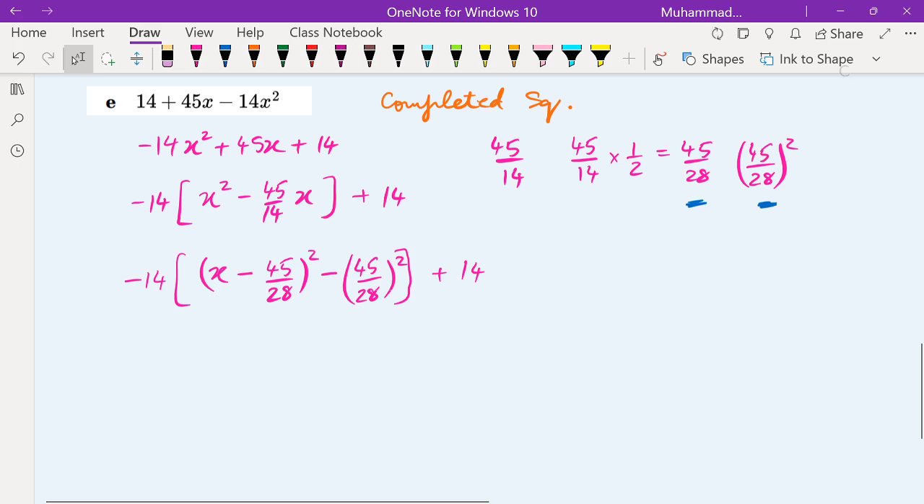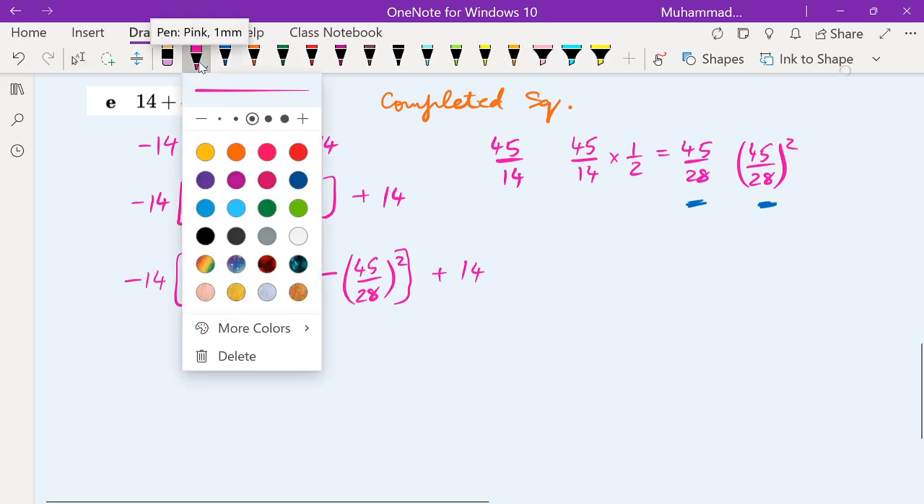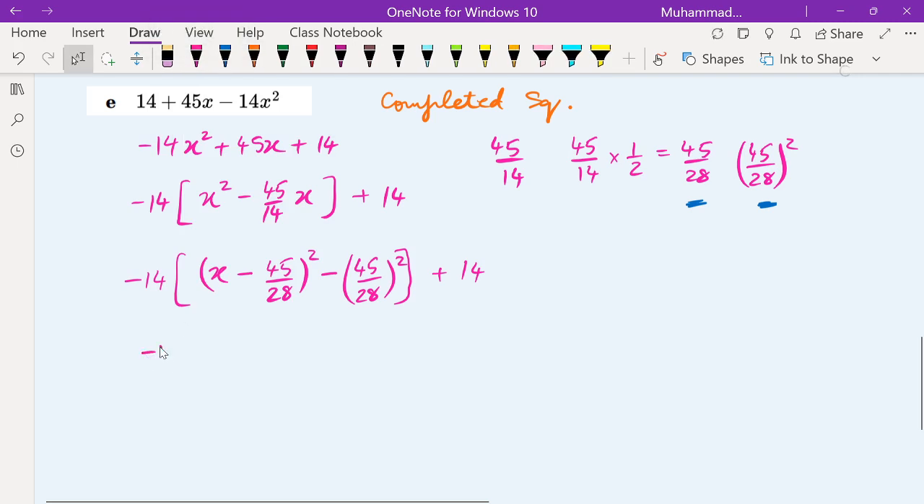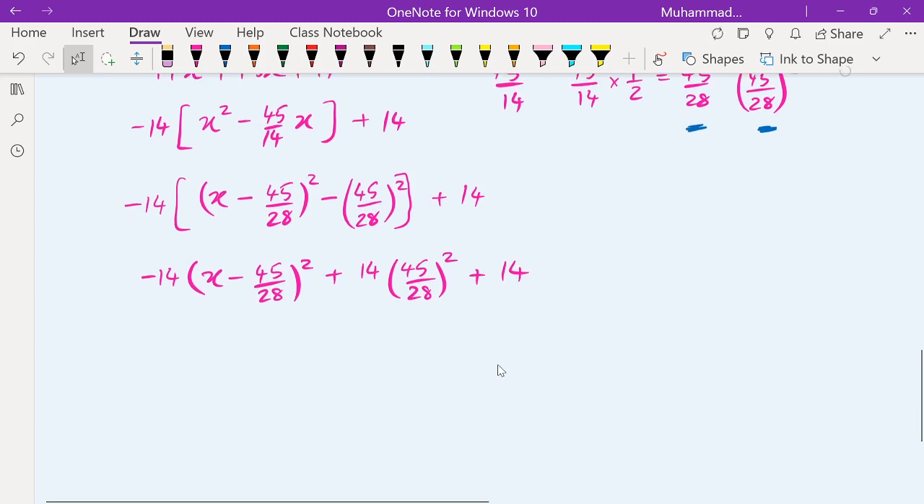Last step would be to open up the square bracket and multiply it throughout with that negative 14. So it's going to give you minus 14 x minus 45 by 28 whole squared plus, 14 is multiplied with 45 over 28 squared plus 14. Okay, fine. Now this can be settled.